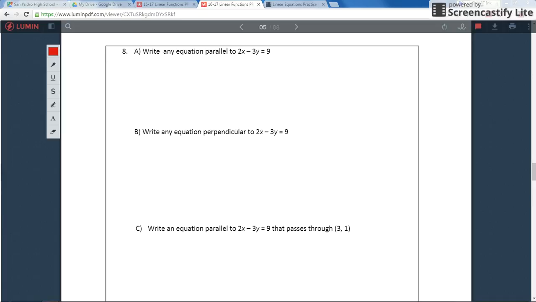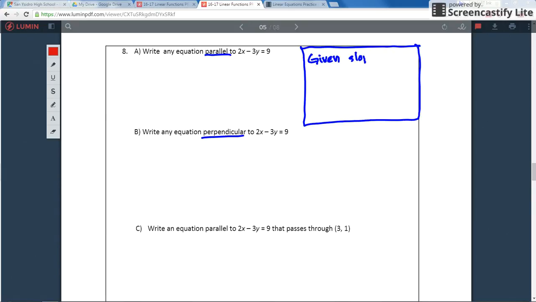Okay, this is one of the hardest problems on the test, so I really want you to pay attention to this. Plus, I also want you to do all of the techniques that we talked about in class. For example, this problem is a parallel perpendicular problem, so we need to make our box. Given slope, parallel, perpendicular.